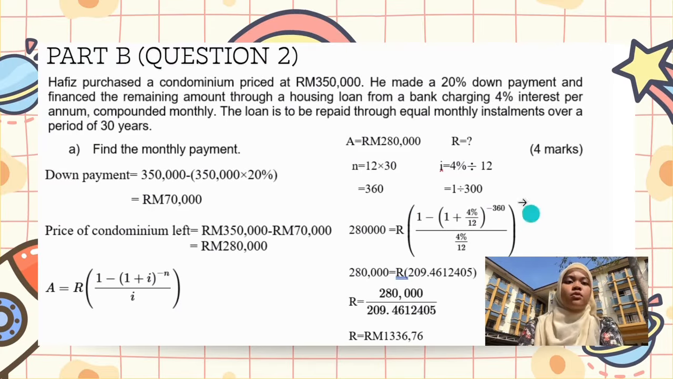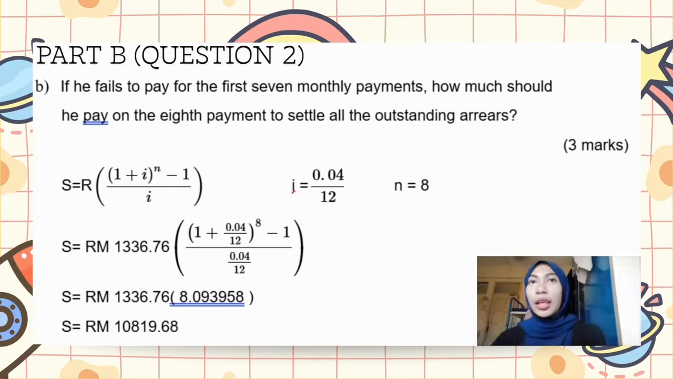Then all the information we need to apply into the formula. Then it will be 218,000 equals R bracket 1 minus bracket 1 plus 4% divided by 12 bracket power of negative 316, divided by 4% divided by 12 bracket. Then you will get 218,000 equals R bracket 209.461240 bracket. Then R equals 218,000 divided by 209.461240. Then the answer will be 1,336.76.